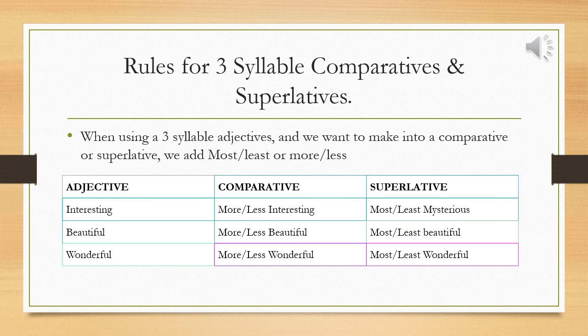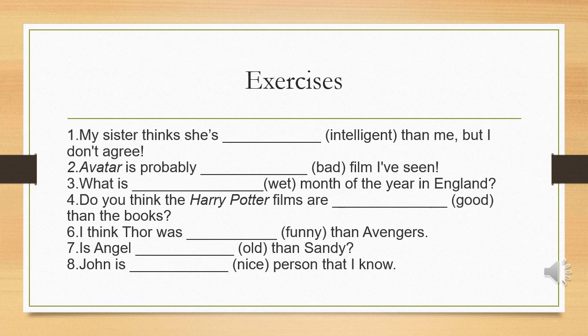And lastly, we have the three syllable or more. It should be three or more syllables. You no longer start using ER or EST. Now we just say more or less for the comparative, and your superlative, most and least. So more or less wonderful, most or least wonderful, more beautiful, most beautiful. Okay? Here we have some exercises for you, so you can pause it now to give yourself some time to go through these exercises. We'll go through the answers shortly.